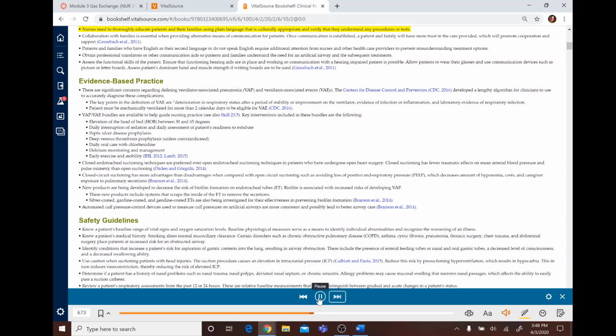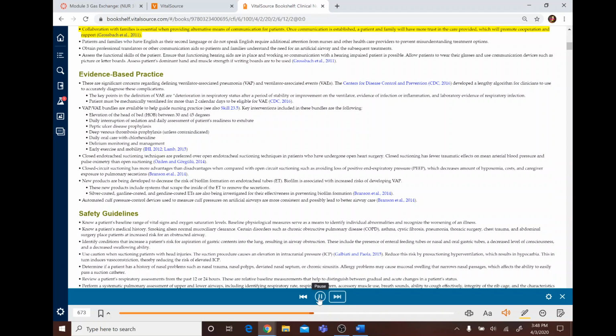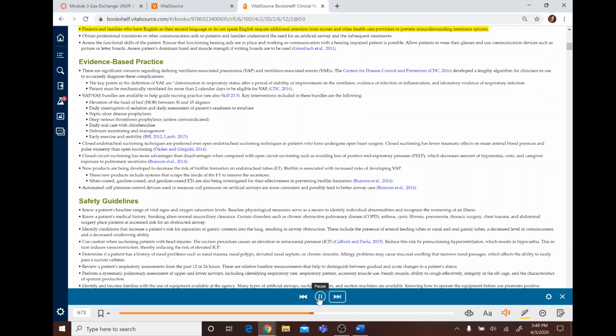Nurses need to thoroughly educate patients and their families using plain language that is culturally appropriate and verify that they understand any procedures or tests. Collaboration with families is essential when providing alternative means of communication for patients. Once communication is established, a patient and family will have more trust in the care provided, which will promote cooperation and rapport. Grossbach et al., 2011.